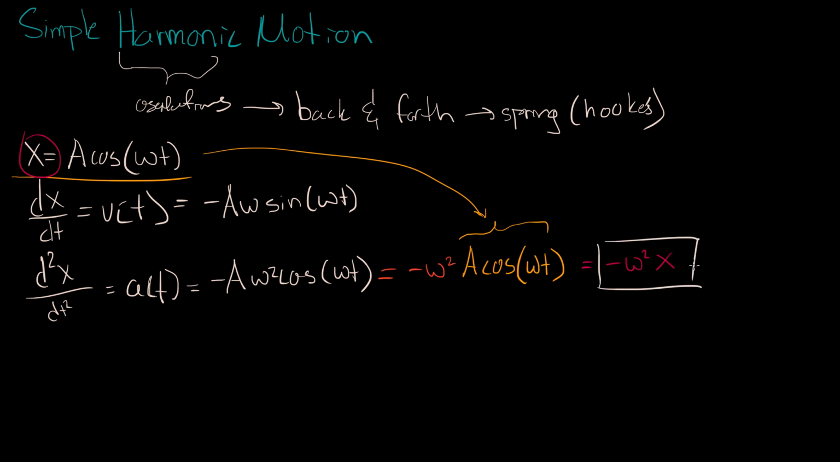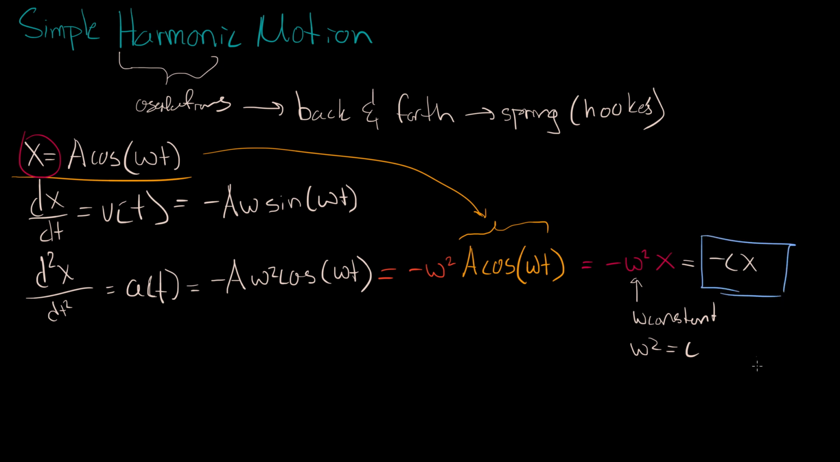Actually, before we get there, we'll take one more step. Remember, this omega is a constant, and so we can just call this constant c. If we say omega squared equals c, then we can say acceleration equals negative cx. And so right here, this is the equation of simple harmonic motion. Any item that follows an acceleration equation that looks like this, where c can literally be any number, will move with simple harmonic motion, in a back and forth oscillating motion.